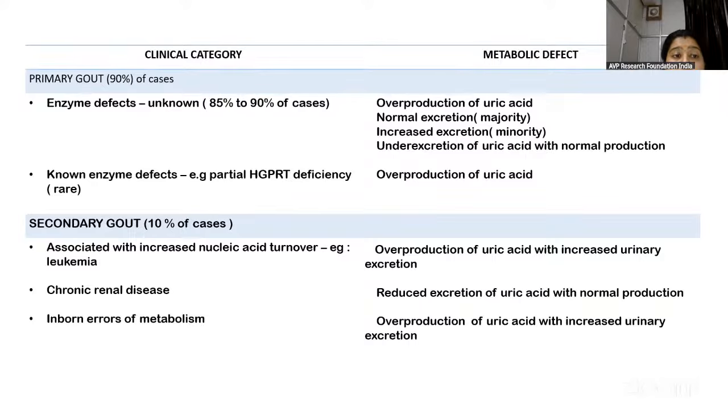Now, moving on to the clinical categories, that is primary gout and secondary gout. Primary gout is mainly because of enzyme deficits. Secondary gout can be due to other reasons associated with the organs, for example, chronic renal disease, inborn errors of metabolism, and so on. So, basically, gout can be classified into two, primary and secondary. Primary is mostly attributed to those enzyme deficits, and secondary can be attributed to diseases of that particular system, that is chronic renal disease, inborn errors of metabolism, and so on.